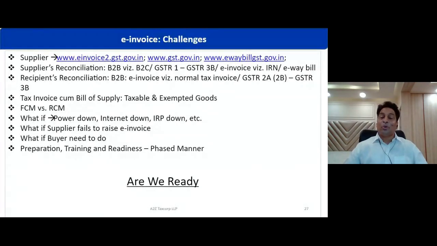What does the buyer need to do? I told you, as a recipient, you are carrying the responsibility of checking the GST status of the supplier, whether he is liable for generation of e-invoice, sending an email to them and telling them they now need to generate e-invoice from October 1, 2020.